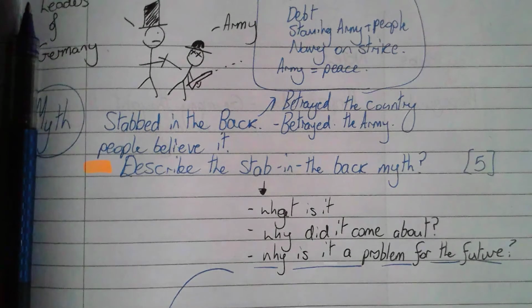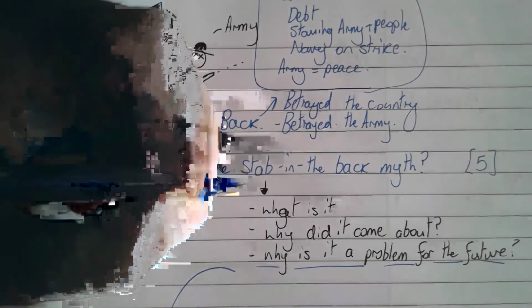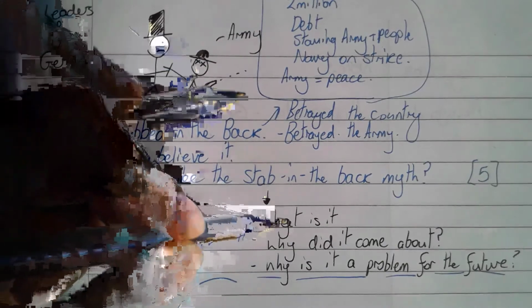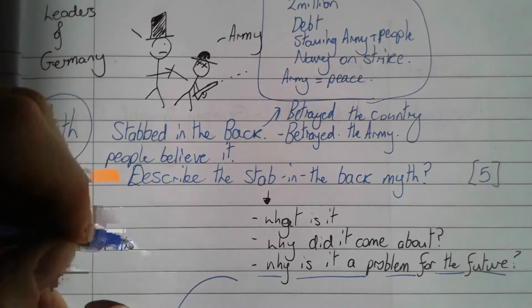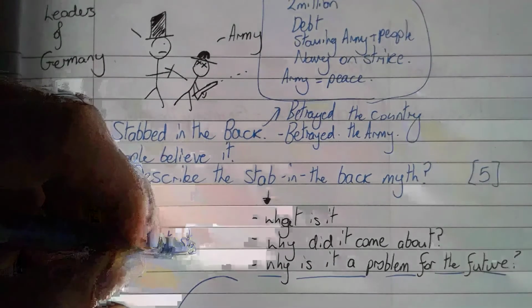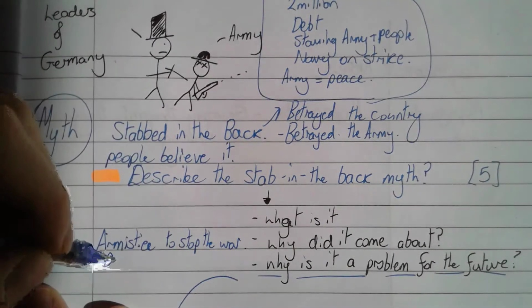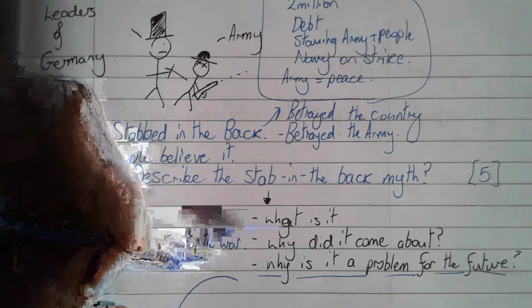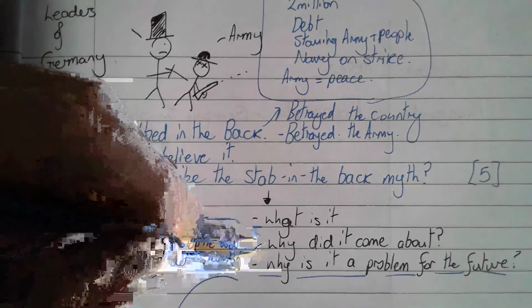And we're back. Great. Right, so I should really get like a pause sign. Pause. What is it? It's when the leaders of Germany were accused of betraying the army. Okay, that's what it is. Why did it come about? They signed an armistice to stop the war. And then why? Well, debt, no leader, starving, and death. Okay, that's what you need to mention there.